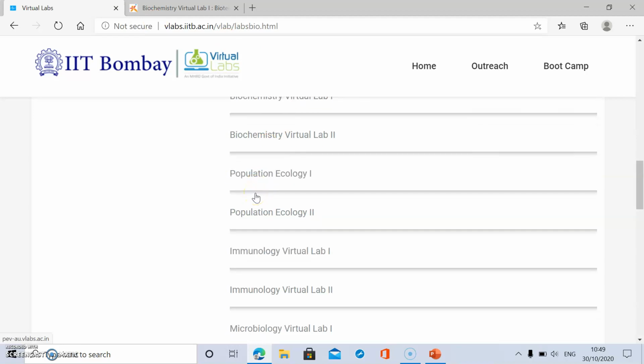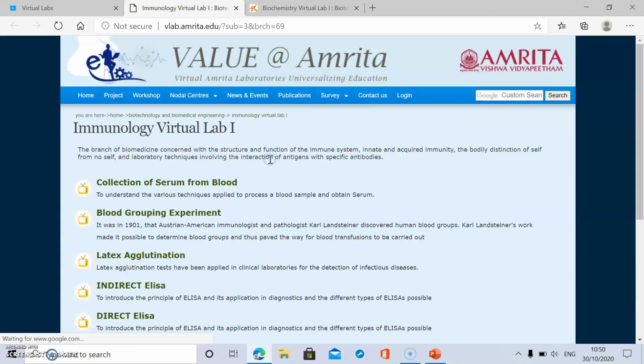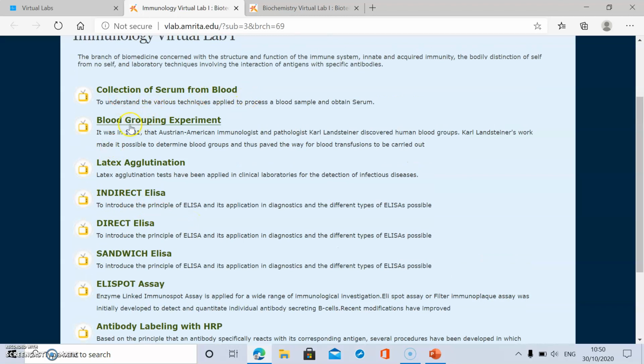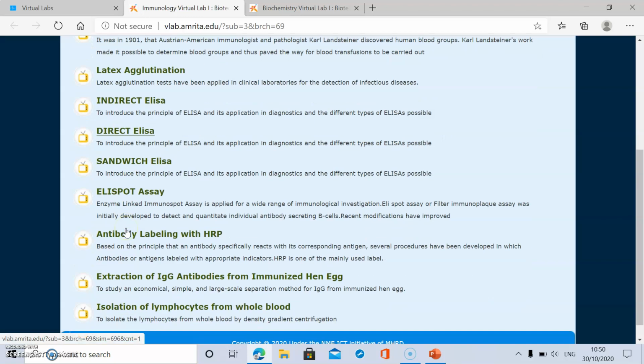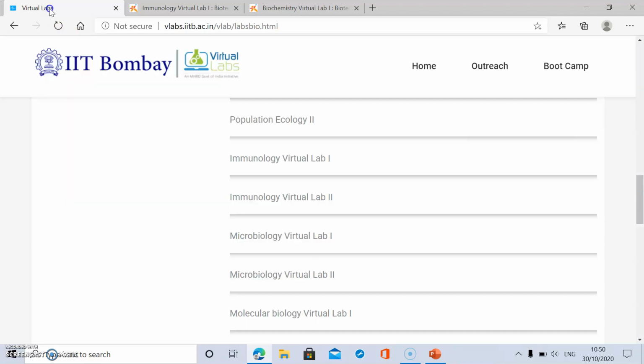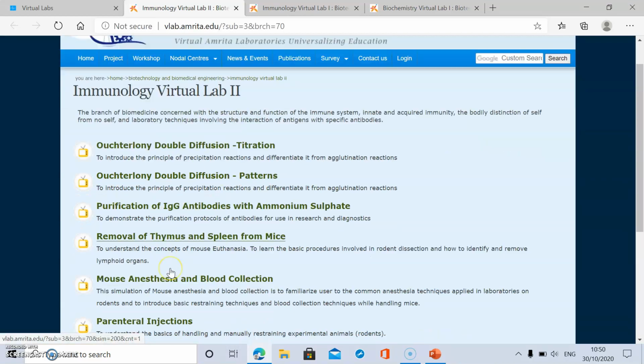There are also various disciplines such as immunology virtual lab 1 and immunology virtual lab 2. Click on immunology virtual lab 1. Here these are the experiments: collection of serum from the blood, blood grouping experiment, latex agglutination, indirect ELISA, direct ELISA, ELISpot assay, antibody labeling with HRP, extraction of IgG antibodies from immunized hen egg, and isolation of lymphocytes from whole blood. Then in immunology virtual lab 2, these are the experiments.